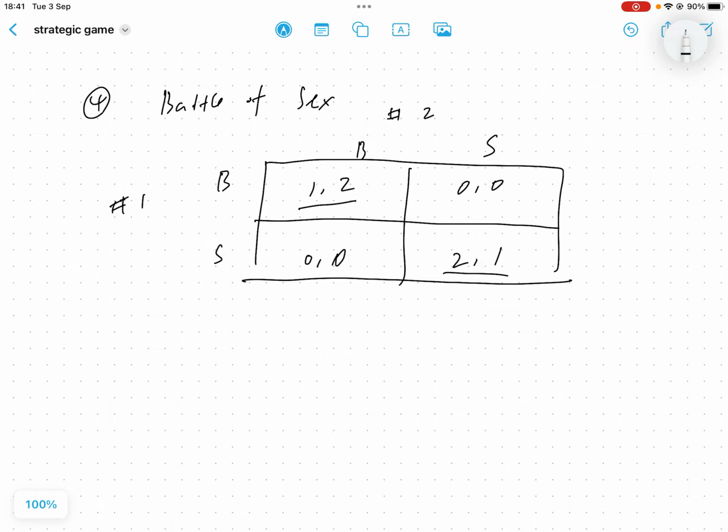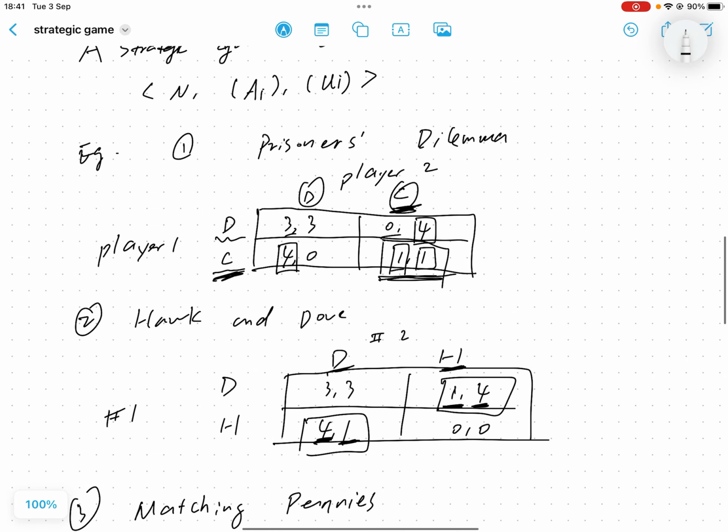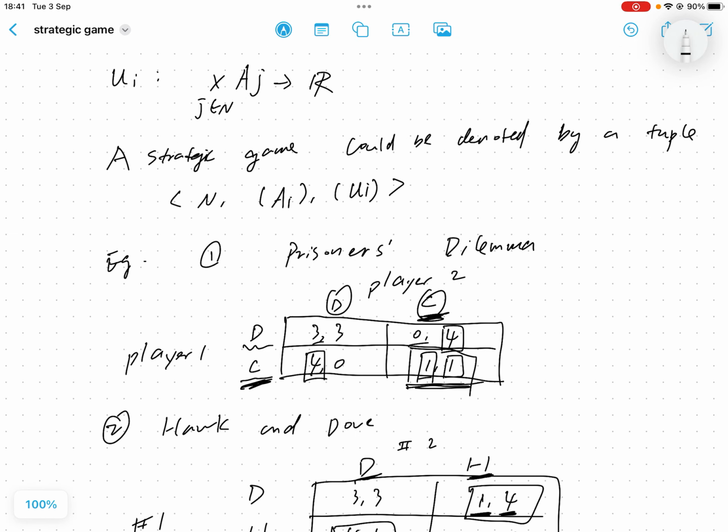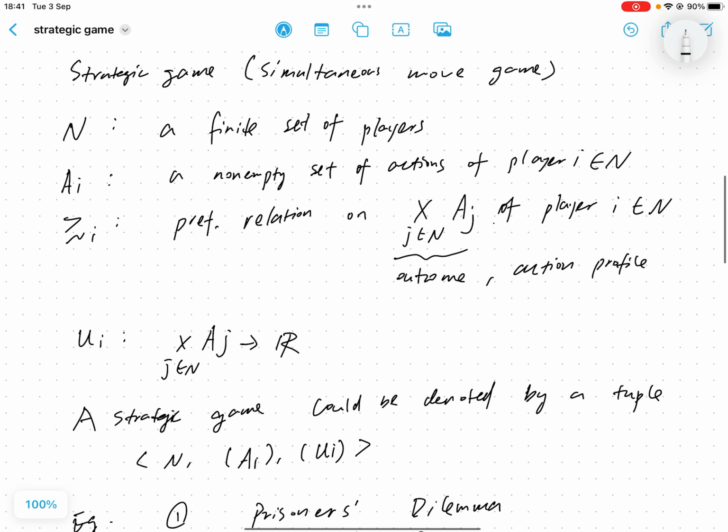So those are some interesting examples that we can use to illustrate the basic idea of the simultaneous move game, or the so-called strategic game in the textbook of Osborne and Rubinstein. So that's the very first, the simplest form of game, the simultaneous move game that we discussed today.